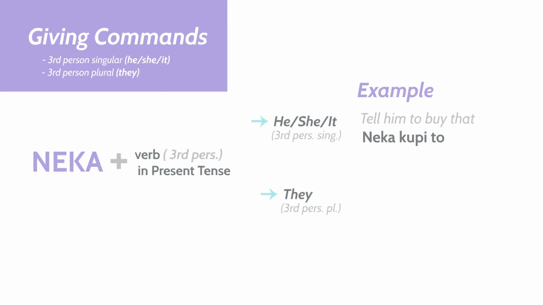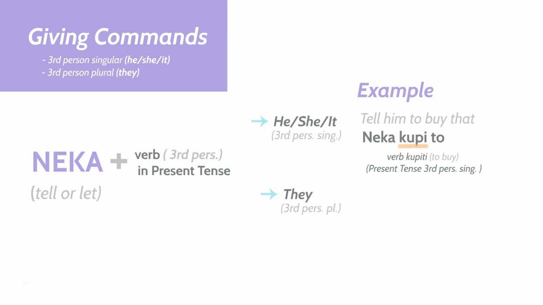It's important to explain what neka means. Though there is no literal translation for what neka means in English, the closest translation for neka would be tell him or her, or let him or her. Kupi is the third person singular present tense of the verb kupiti, which means to buy.